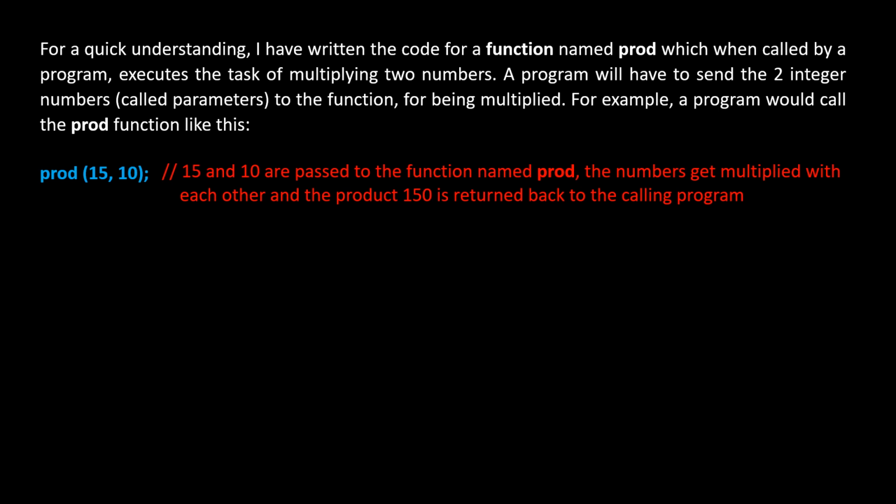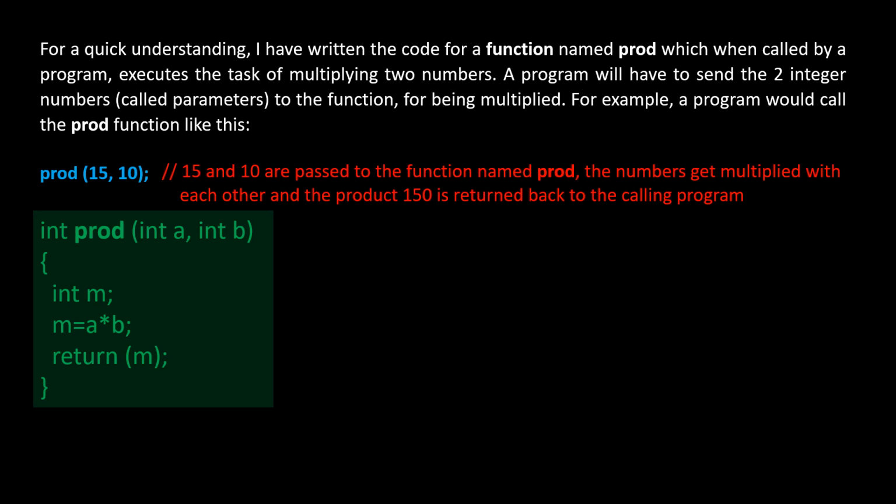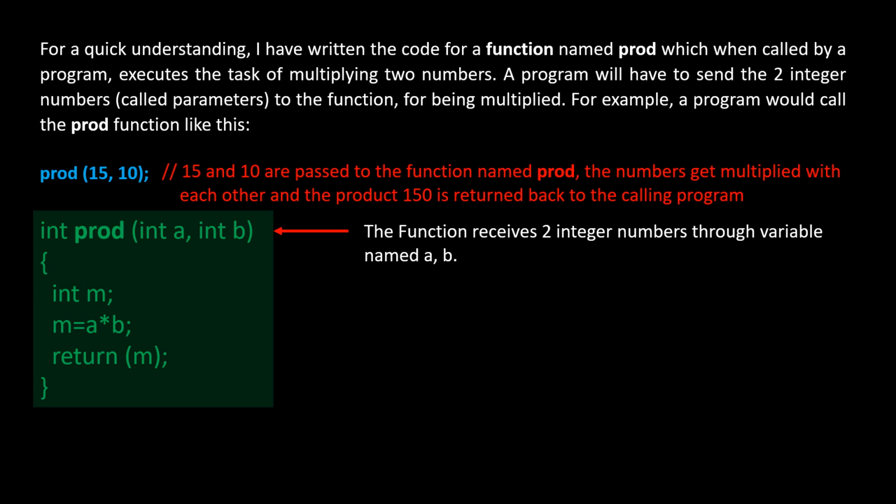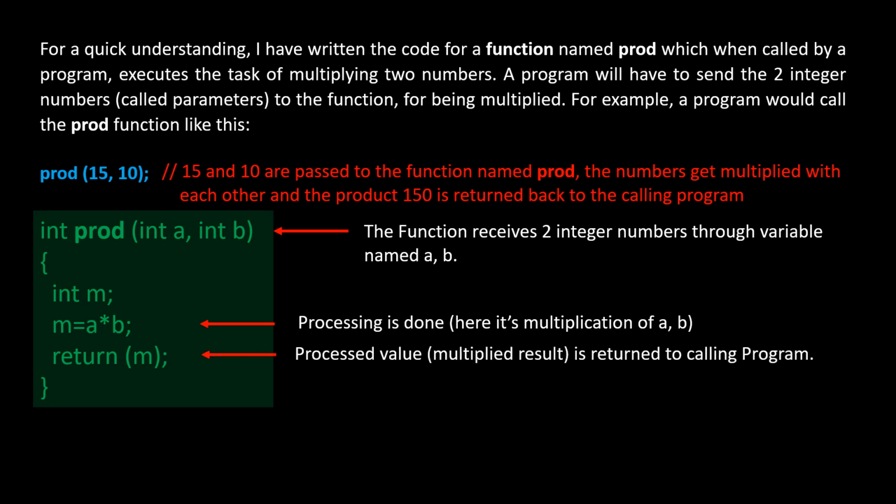Here is how the prod function is defined. The function receives two integer numbers through variables named a, b. Processing is done. Here it's the multiplication of a and b. The processed value, that is the multiplied result, is returned to the calling program.